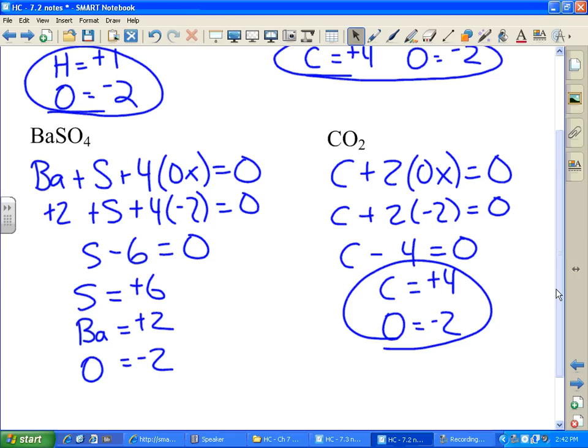And the last example, carbon dioxide. Oxygen's a -2. Solve through the algebra. We therefore know carbon is a +4 oxidation state. Oxygen has a -2 oxidation state.